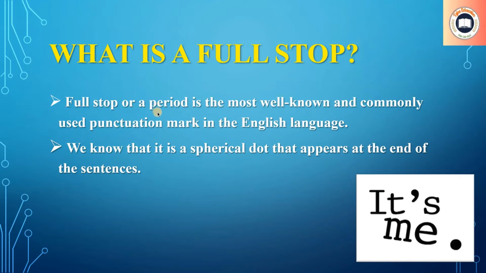Full stop, also called a period, is the most well-known and the most commonly used punctuation mark in the English language. I'm sure you all know how a full stop looks like. We know that it is a spherical dot that appears at the end of the sentences. So basically it is a spherical dot which we use to put at the end of the sentences, and it is the most well-known punctuation mark in the English language, like this. Here this is a full stop and it is like a spherical dot that appears at the end of some sentences.